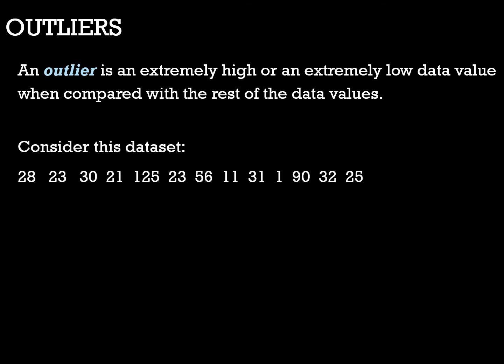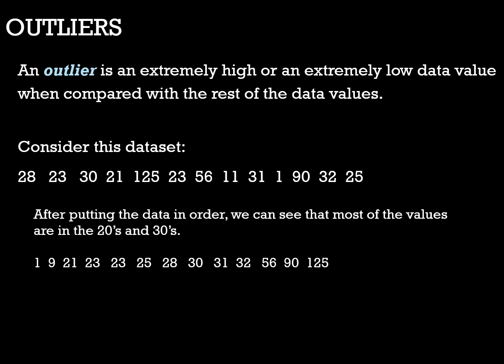So here's an example. Here's a data set. Let's imagine that as a data set. If we put it in order, I'm going to put it in order. If we do that, we see that mostly all the values are in the 20s and 30s. There's a few that aren't. So, 20s and 30s.